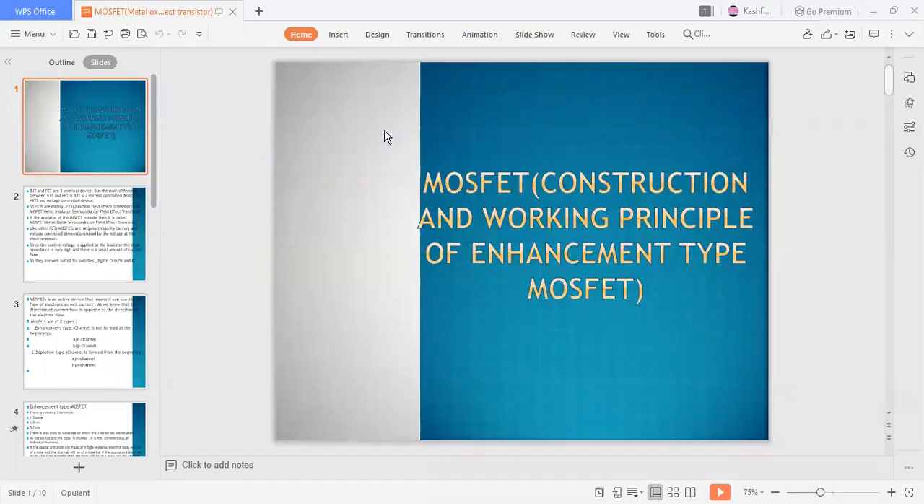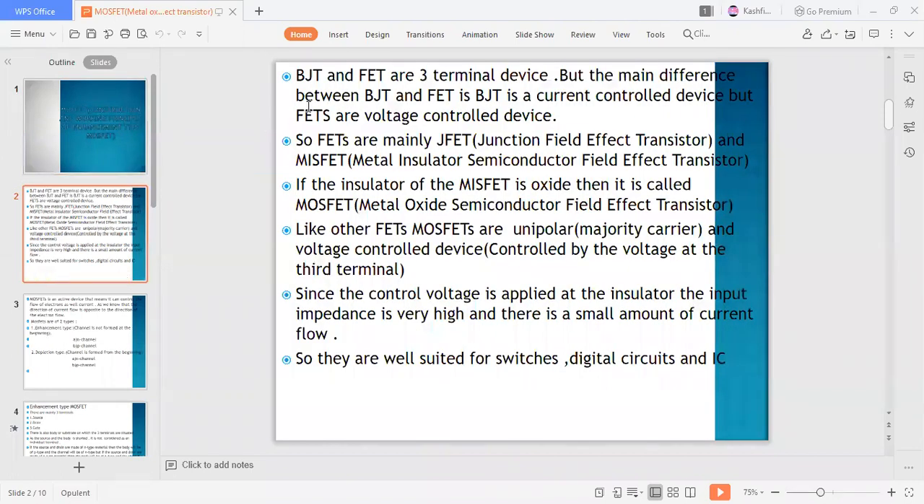So in today's tutorial, I'm going to discuss MOSFET, construction and working principle of enhancement type MOSFET. We know BJT and FET both are three-terminal devices, but the main difference between BJT and FET is that BJT is a current control device, but FETs are voltage control devices.